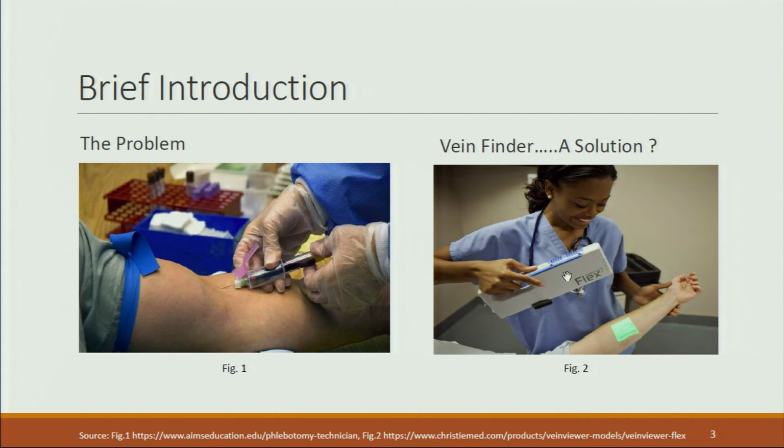So imagine something like a torch: you shine an LED light over it and it shows you the veins, and then you can go and prick there. So that is the goal. There are some devices available, but these are all very costly. We cannot use them in India, so we thought we would try something.